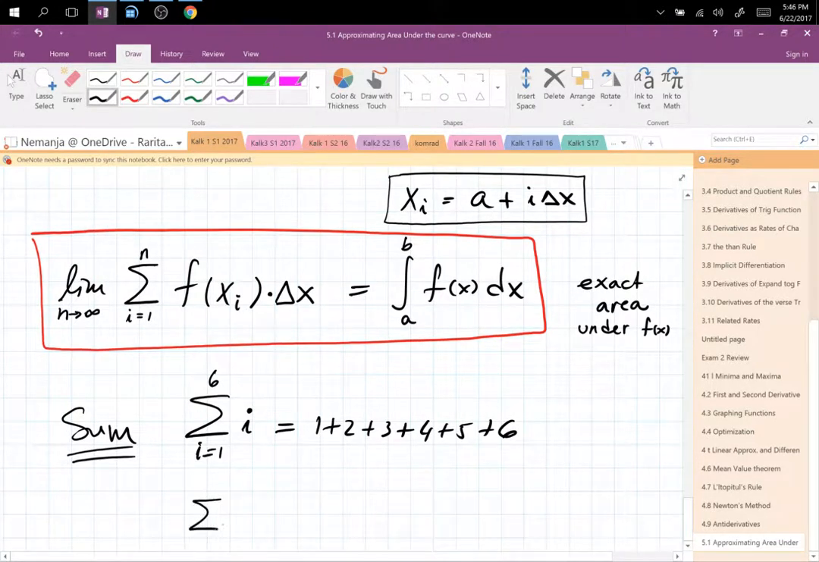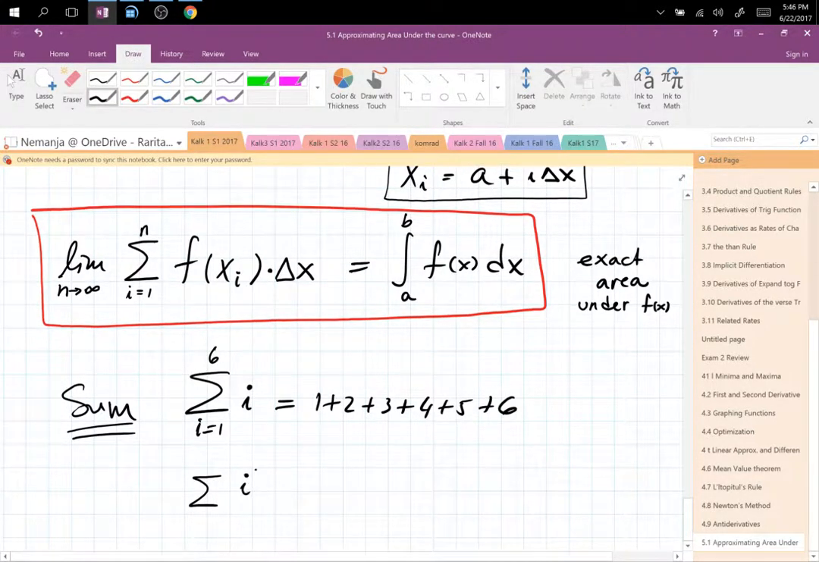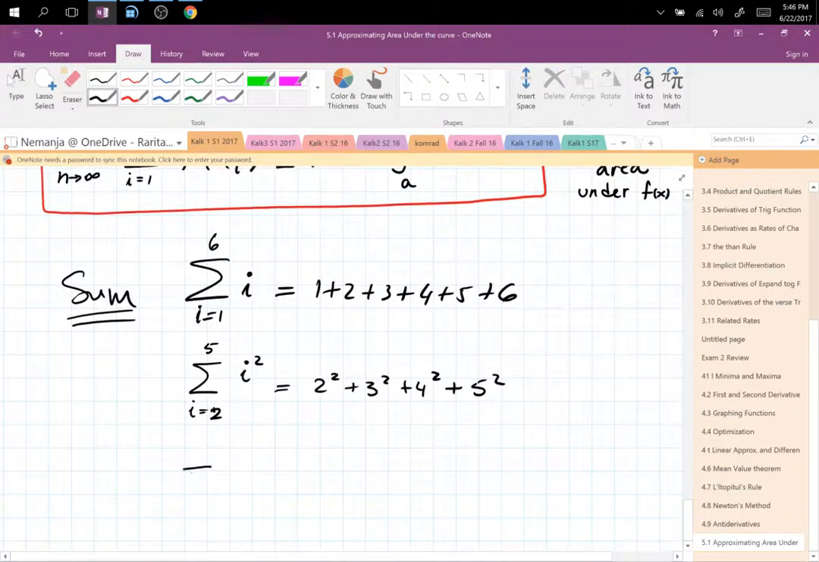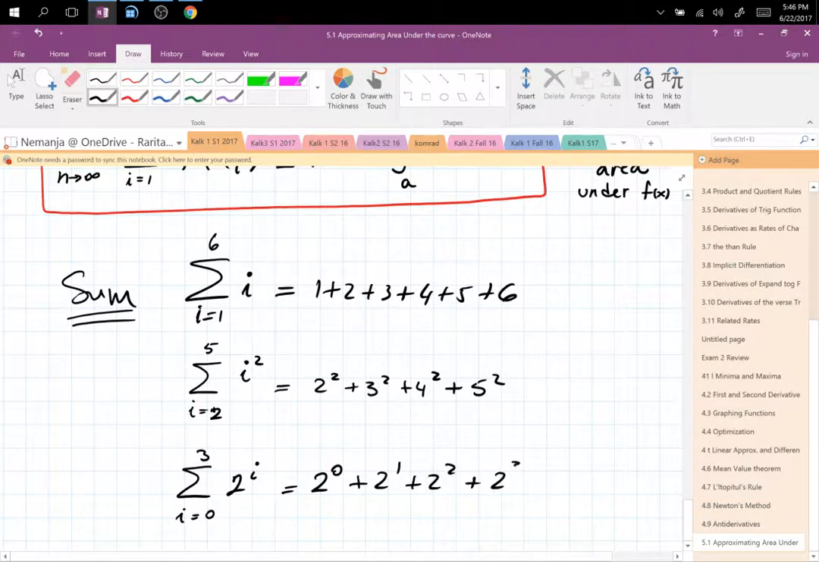You can also have summation of, let's say, i squared. Let's say i goes from 2 to 5. Simple. 2 squared plus 3 squared plus 4 squared plus 5 squared. You can have summation of 2 to the i, where i goes from 0 to 3. What is this? 2 to 0. Very good. So you just have to be careful where is i. i is the one that is going to change: 1, 2, 3, 4, 5, 6, 7.